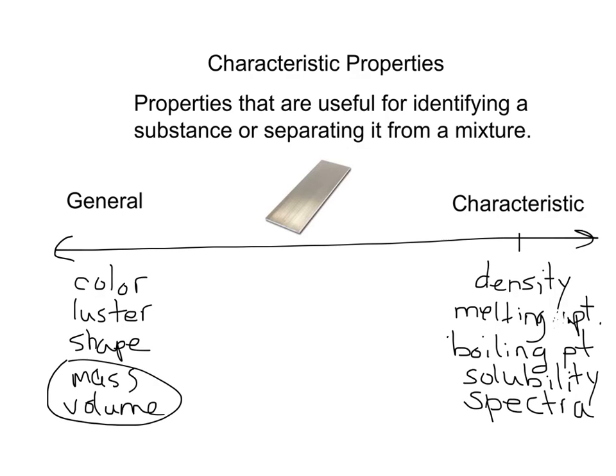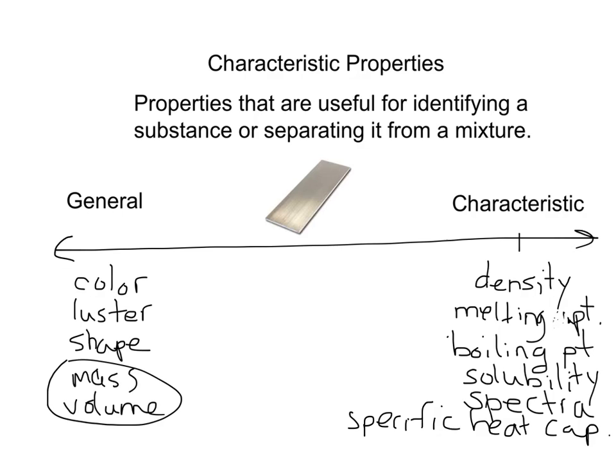And then finally, the last characteristic property that we're going to look at that's a physical property. All of these things are physical properties, right? I can find density, melting point, boiling point, solubility, spectra, color, luster, shape, mass, and volume. All of those things can be found without turning this into a new substance, right? The last one I want to add is something called specific heat capacity. Specific heat. I'm going to run out of room for the word capacity, so I'll just abbreviate it.